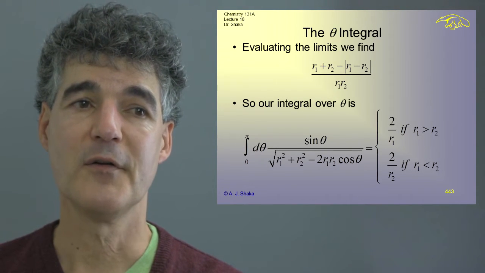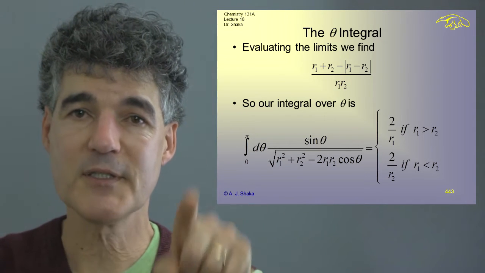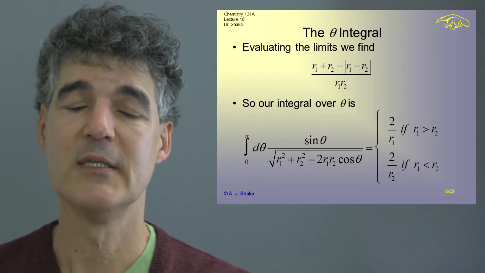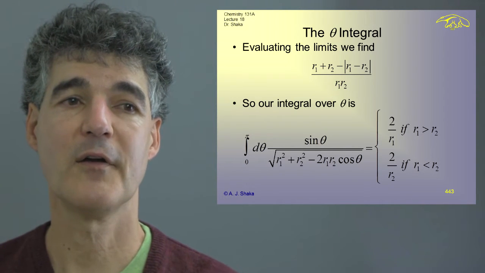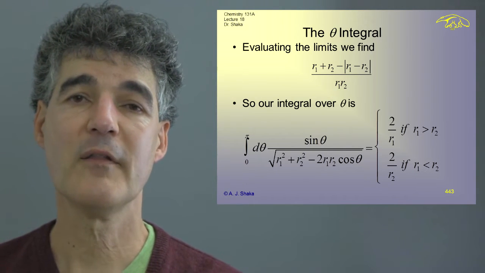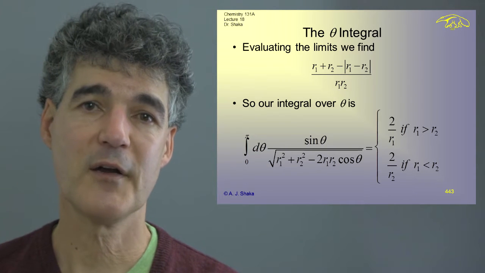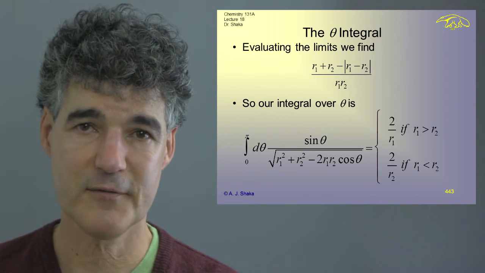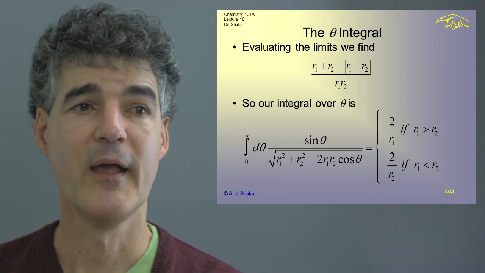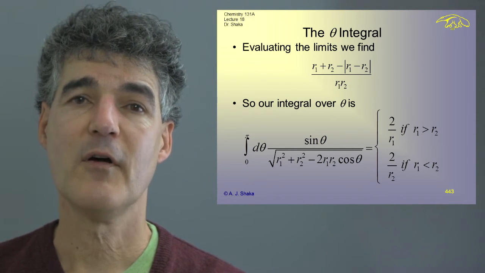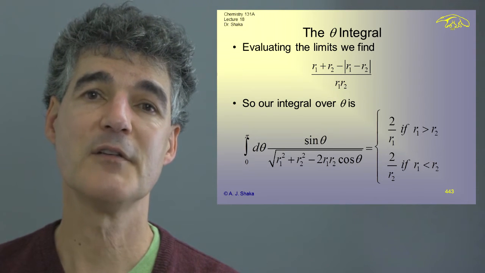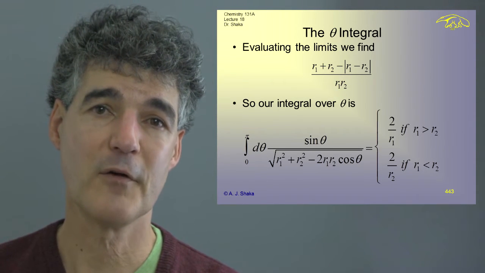R1 plus R2 minus the absolute value of R1 minus R2, divided by R1 R2. And recall that the square root of x squared is the absolute value of x, because the square root is positive. Therefore, our integral over theta is equal to this. So it's already kind of interesting, because you may not have encountered this before.